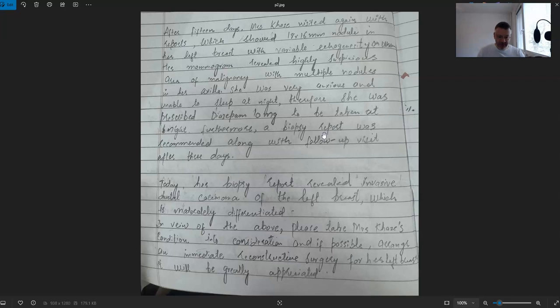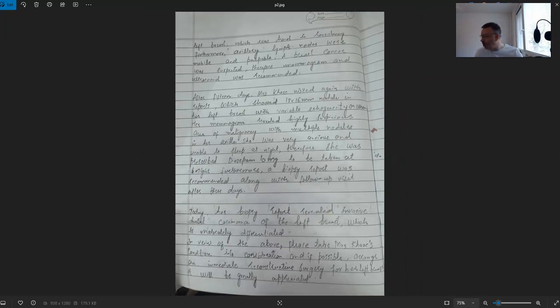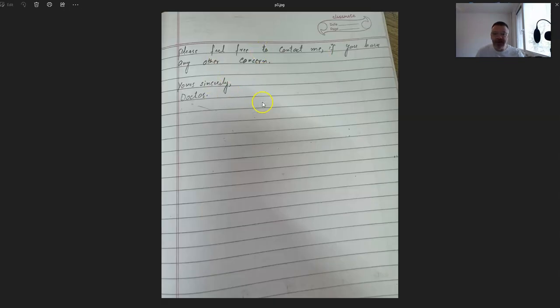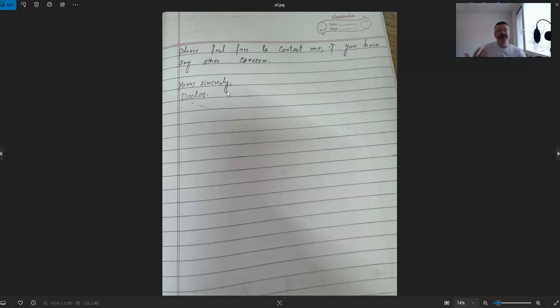In view of the above, please take Mrs. Khaze's condition into consideration. I'll think about it. If possible, well, I'm kind of busy, but I'll see. Arrange immediate reconstruction surgery, would be appreciated. And do you mention anything about the sister? That's why she wanted to contact me. There's no mention of a sister, so you could mention it at the bottom.